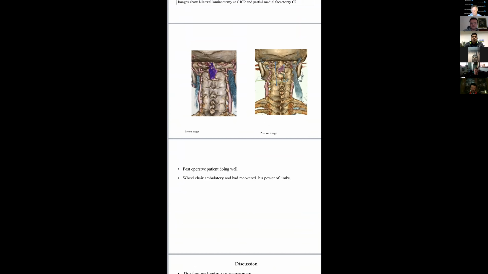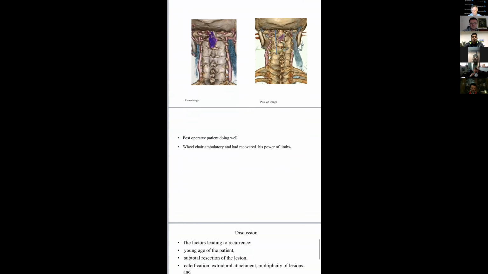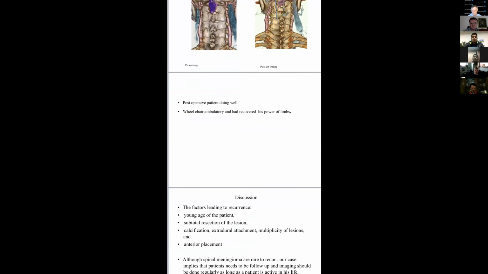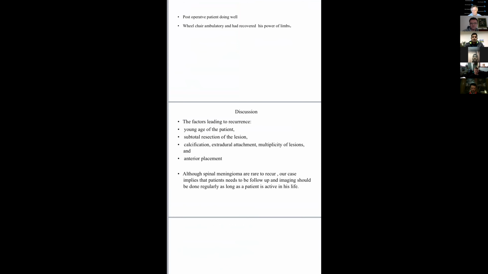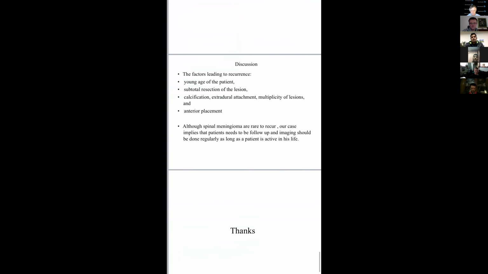Post-operatively the patient is doing well, wheelchair ambulatory, and gradually recovering his power. Discussion is that the factors leading to recurrence are the young age of the patient, subtotal dissection of the lesion, calcification, extradural attachment, multiplicity of lesions, and anterior placement. So conclusion is that all spinal meningiomas are rare to recur. Our case implies that the patient needs to be followed up, and imaging done regularly as long as the patient is active in his life. Thanks.